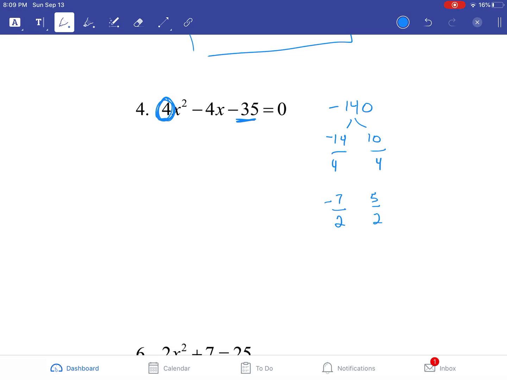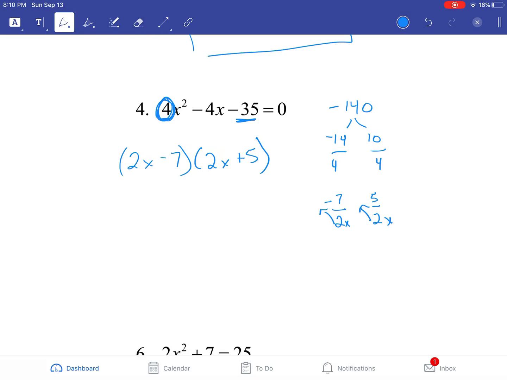Then what you're going to do is the denominator is going to have your x term. You're going to put that to the top, and that becomes your factor. So 2x minus 7 is one factor, and 2x plus 5 is your other factor. So you have to multiply this out. You would get the same thing you started with, the 4x squared minus 4x minus 35.